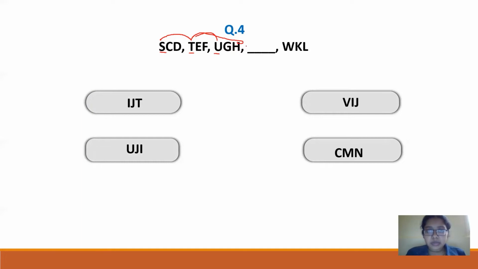Then what will be the next letter? Obviously it will be V, and then V, W, right? So if you see the options, you will clearly understand the second option, V, I, J, is the answer.